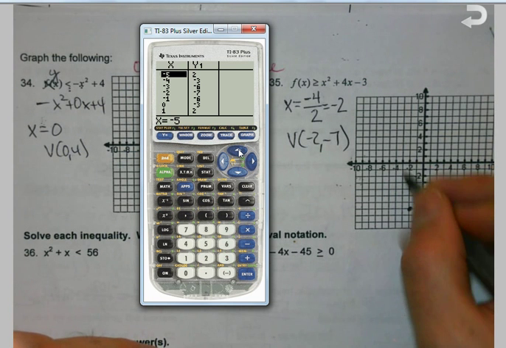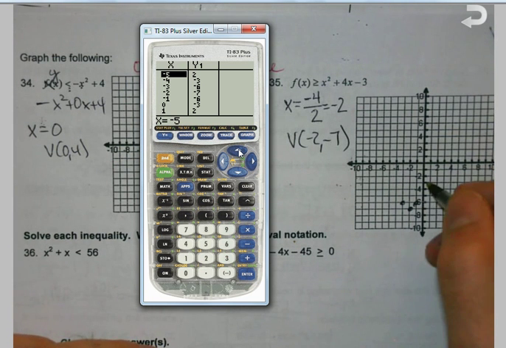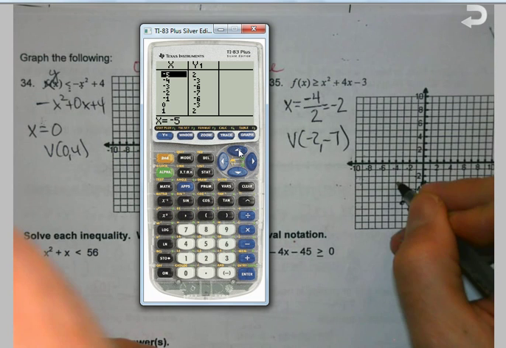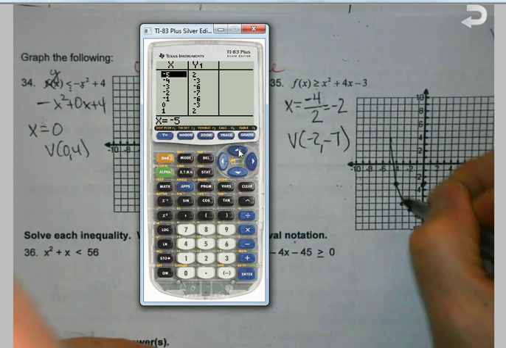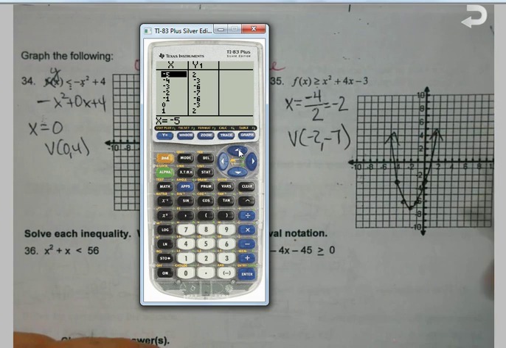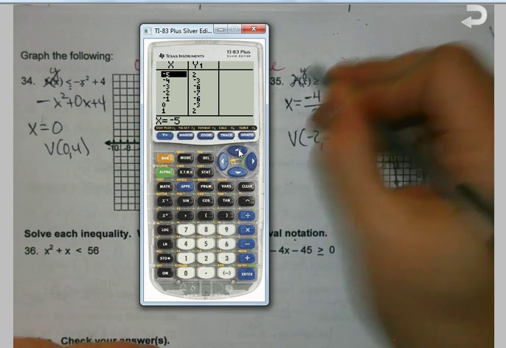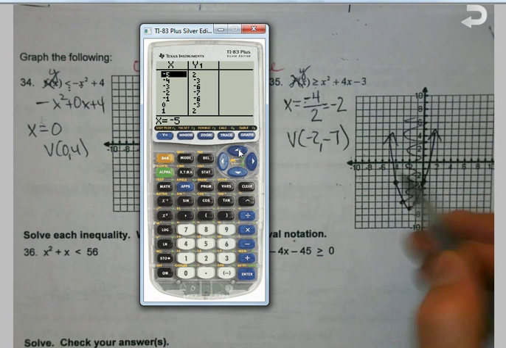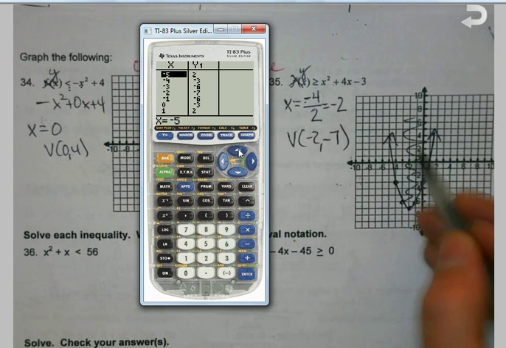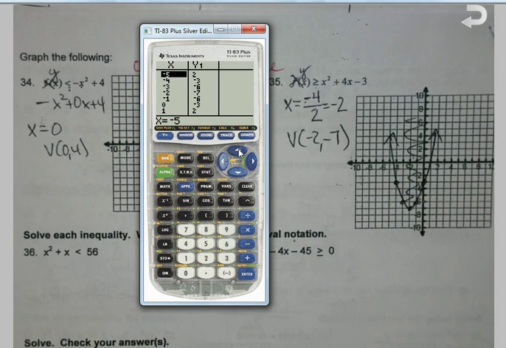And then again, we just get some of the other values in here from the chart. It's our equal to, so it's solid. Y is greater than when we're opening up, color in the middle. Or use a test point somewhere in here. And again, if it's true, I'd shade inside. If it's false, I'd shade outside.